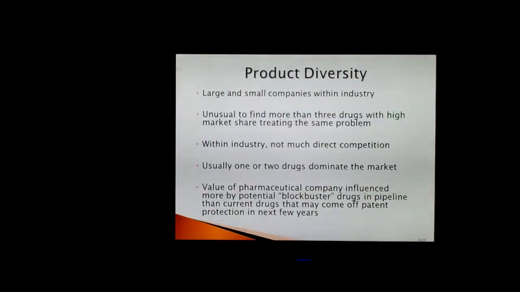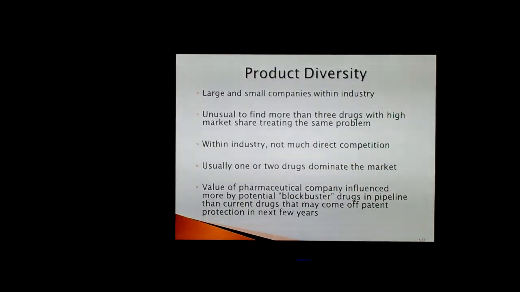Okay. Product diversity, very important within the pharmaceutical industry. Unusual to find more than 3 drugs with high market share treating the same problem, right? So you have to be first to market. There's a sickness, you want to be one of the first 3 people with a cure for that. Otherwise, there's no space for you in the market. And that's true for a lot of big things.